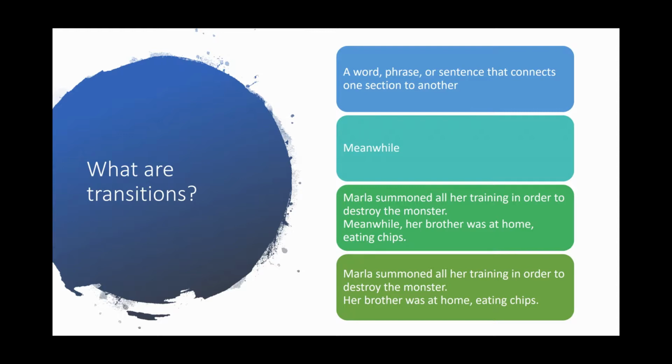We can tell that Marla is doing one thing and at the same time her brother is doing something else in a different location. If we remove the word meanwhile in the final example, Marla summoned all her training in order to destroy the monster, her brother was at home eating chips, the sentences seem disjointed and awkward. We wonder, what do they have to do with each other? Meanwhile is an effective transition that moves us around in location.